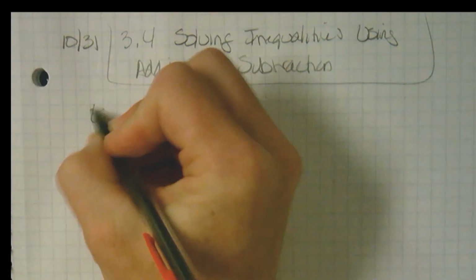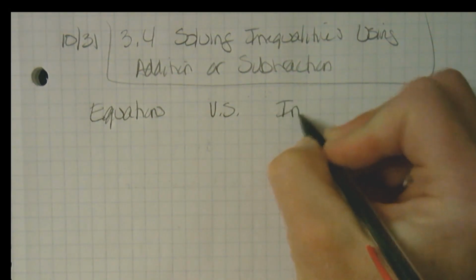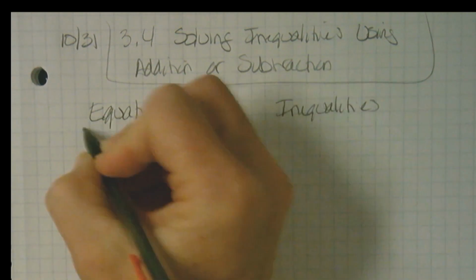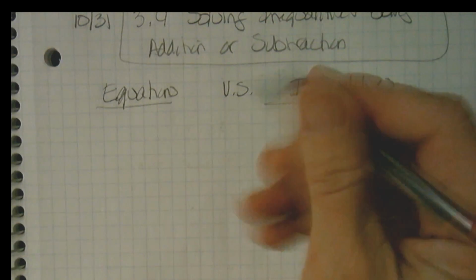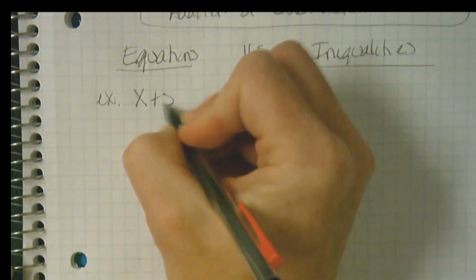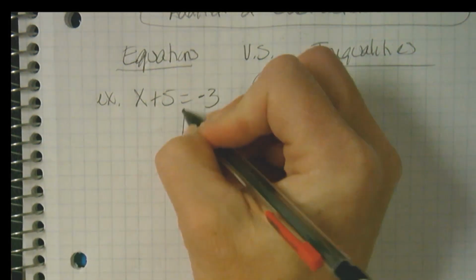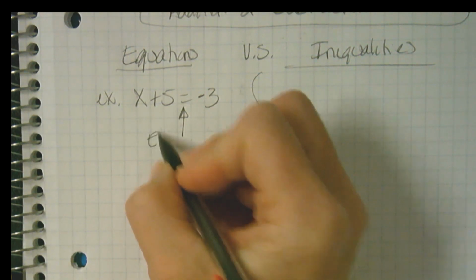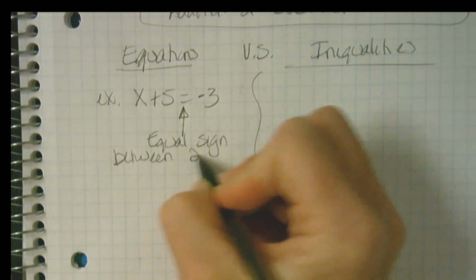All right, so let's talk about equations versus inequalities. I'm just going to kind of split my page here. An example of an equation is going to be something like x plus 5 is equal to negative 3. The reason it's an equation is because we have an equal sign between two expressions.